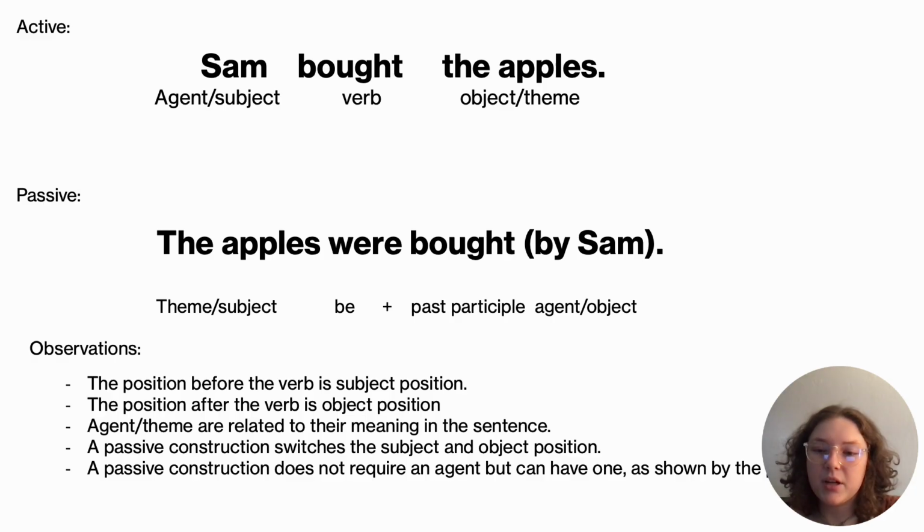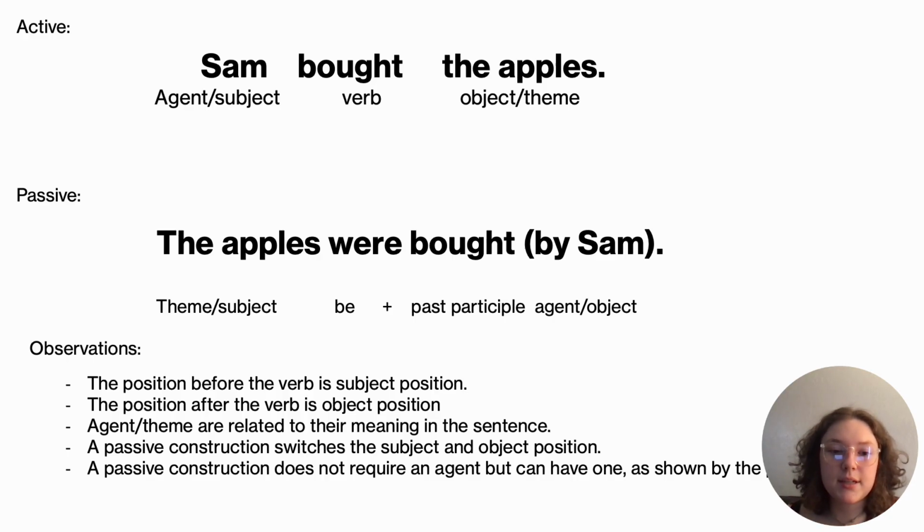So here I have built out a little bit more of this form with the actual example sentences attached. So in the active sentence, Sam bought the apples. Sam is an agent subject, and the apples is an object theme. So then in the passive sentence, the apples is a subject theme, and by Sam is an agent object.